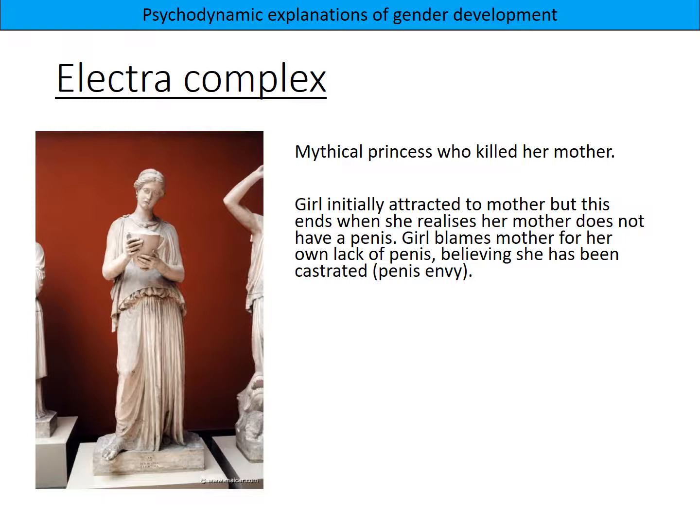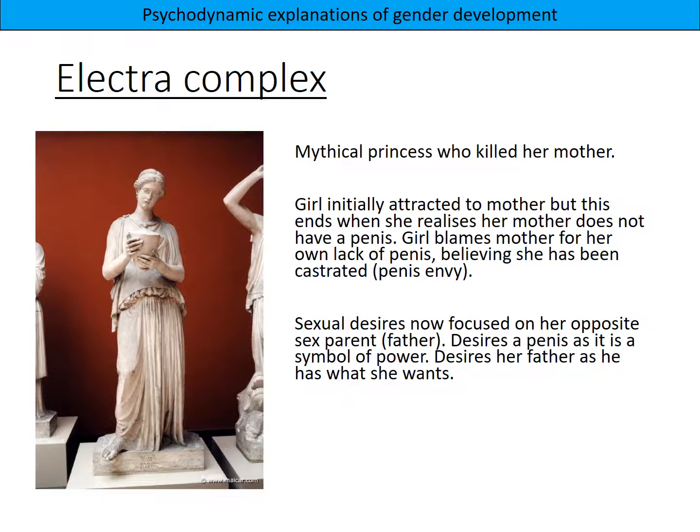So the girl blames her mother for her own lack of penis. She believes that her mother has castrated her already. She notices she's not got anything down there, and this causes penis envy. She wants that status symbol. So now her sexual desires are focused on her opposite sex parent, and that's obviously her father. She desires a penis as it is a symbol of power, and she desires her father because he has what she wants.